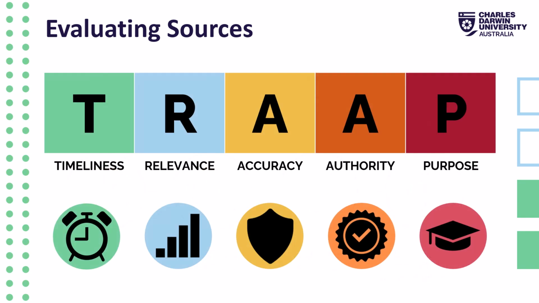The second mnemonic that we use helps us discover some questions to ask when we're looking at a resource. We use the mnemonic TRAP: timeliness, relevance, accuracy, authority, and purpose. Pretty much when we're looking at this TRAP mnemonic, we're asking, when was the resource created? Is it actually relevant to my research and my topic?